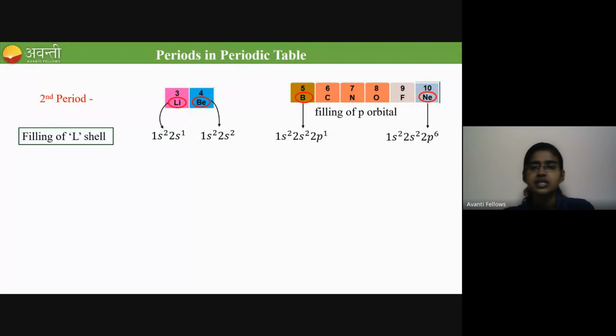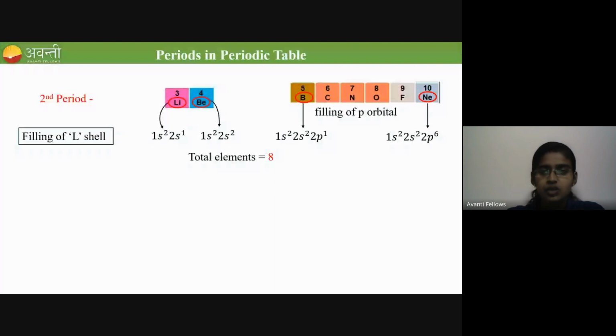So how many elements do we have in total for this second period? Can anyone tell me the total number of elements present in the second period? Total elements is equal to 8. So 6 on the right-hand side and 2 on the left-hand side.